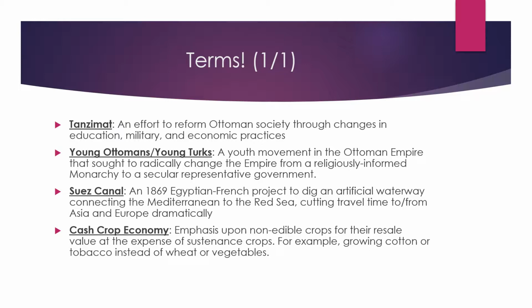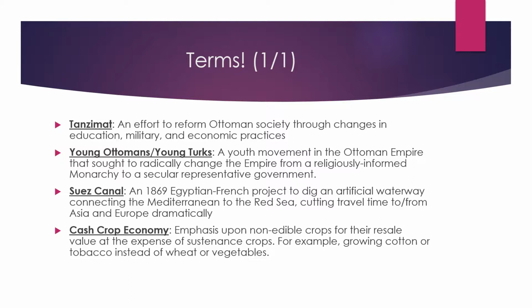The first one is an Ottoman word, well, a Turkish word, Tanzimat. Tanzimat is an effort to reform the Ottoman society through changes in education, the military, and economic practices. It's kind of hit and miss, and we'll see how it plays out in the 19th century. Next up is the Young Ottomans, which then later become the Young Turks. Both are youth movements within the Ottoman Empire that sought to radically change the empire from basically religiously themed monarchies that are aimed at recapturing the glory of the past into a more forward-looking secular society, preferably with some kind of representative government. Next is the Suez Canal.